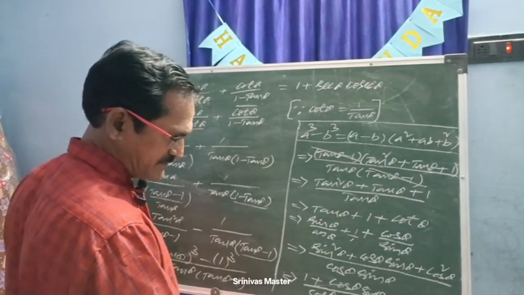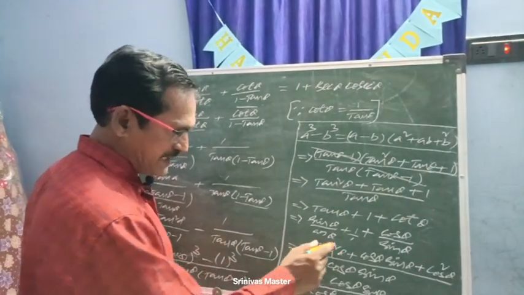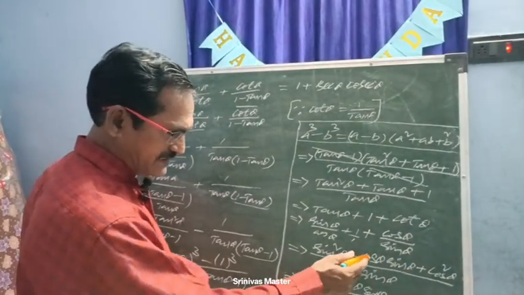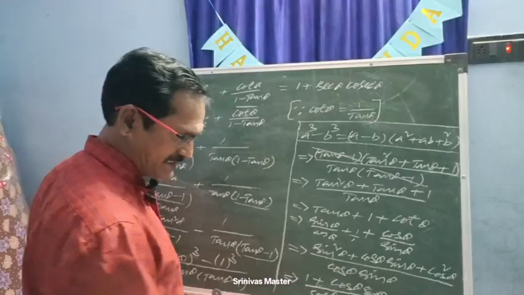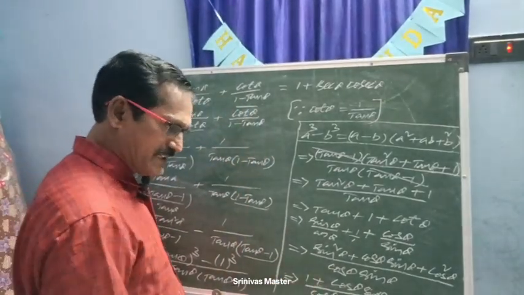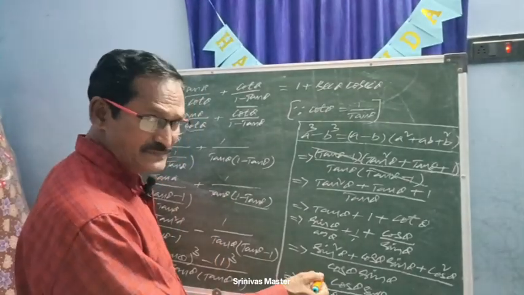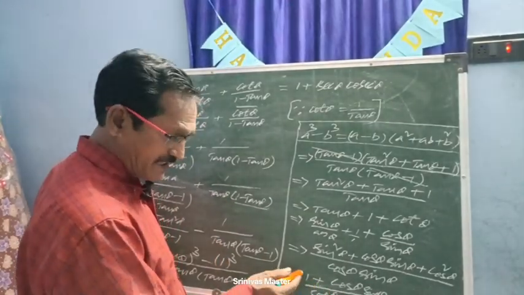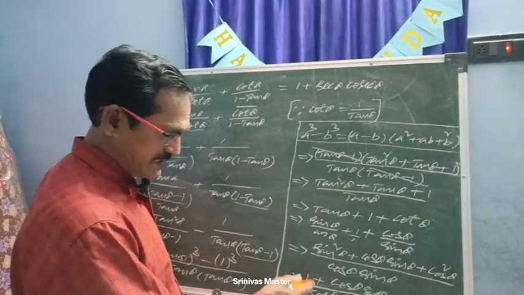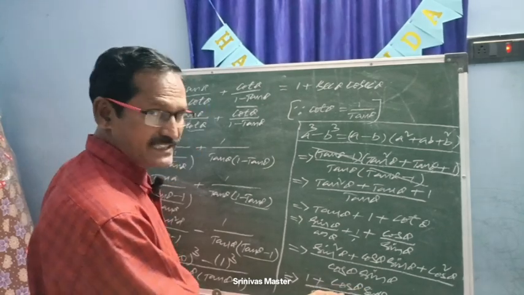See, be careful. I am adjusting this. Sin square theta plus cos square theta means 1. 1 plus cos theta sin theta by cos theta sin theta. Still we didn't get the result, no. Then now we can split the numerator. When you split the numerator, what will it become, children? 1 by cos theta sin theta, one term, plus cos theta sin theta by cos theta sin theta.